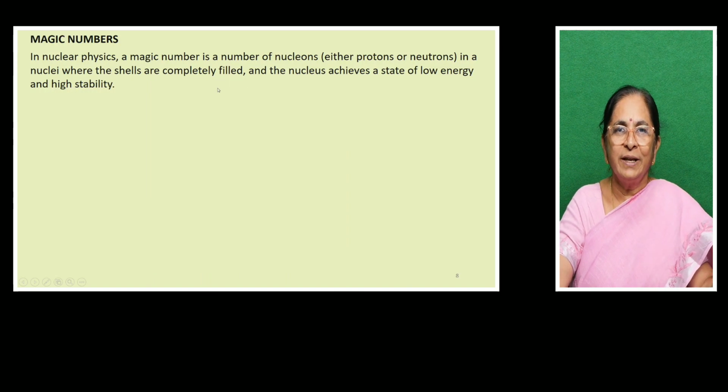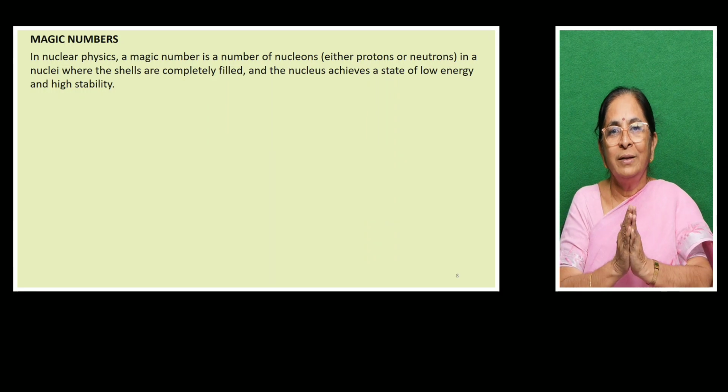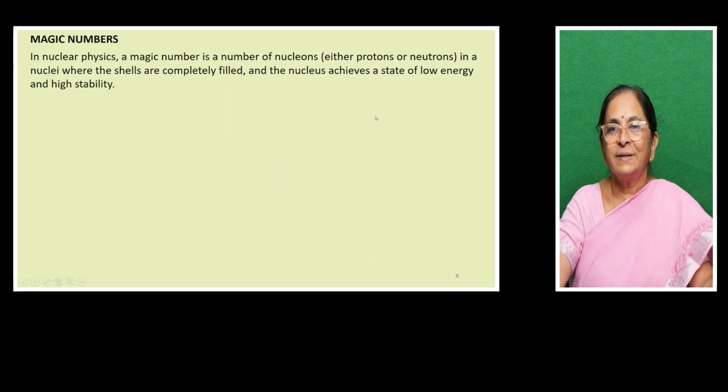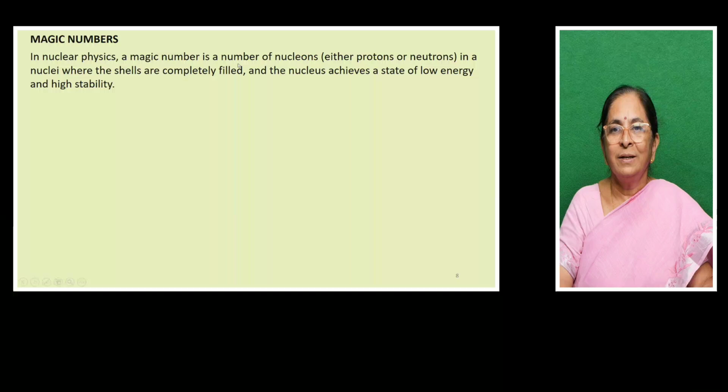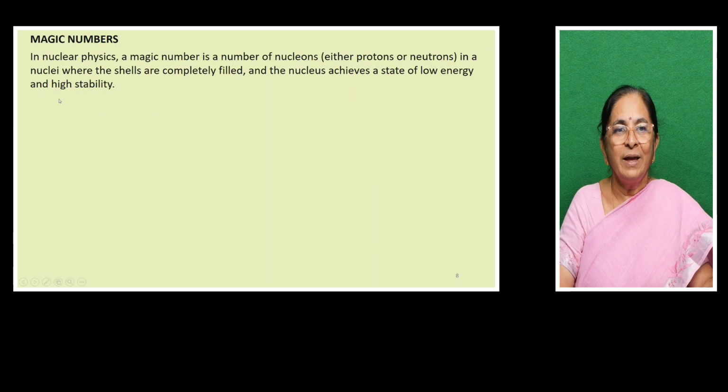The first shell can hold only 2 electrons. The second shell can hold 8 electrons, like that. If they are completely filled, then the nucleus achieves a state of low energy and high stability. So whether a nucleus is stable or not, we can make out by knowing the magic numbers. If magic numbers are there, you can simply say that those nuclei will be highly stable because they possess less energy. Low energy but high stability.